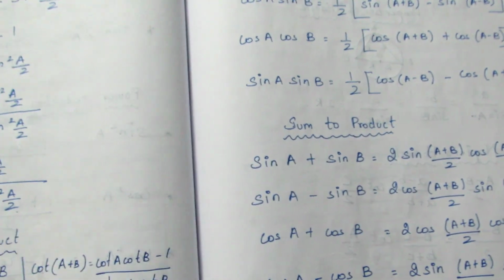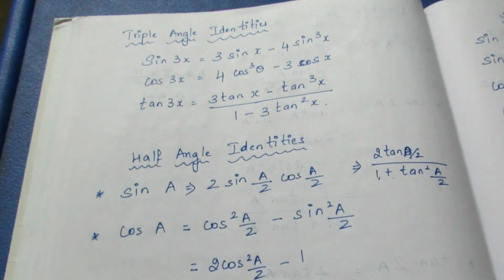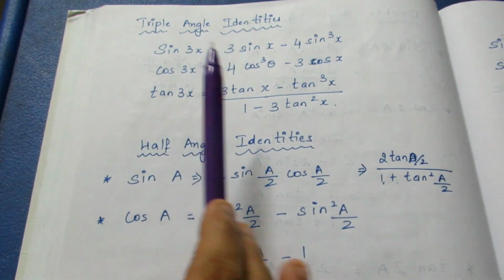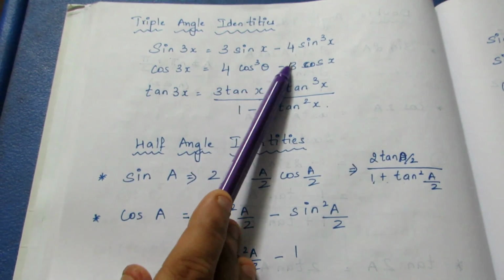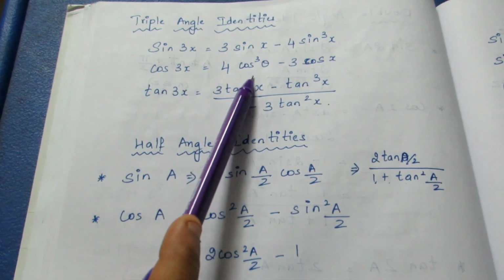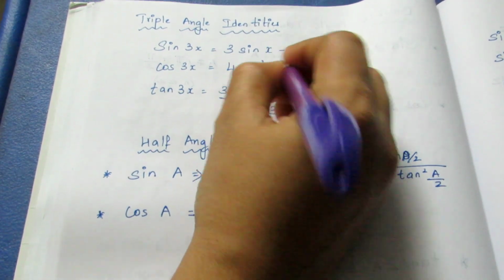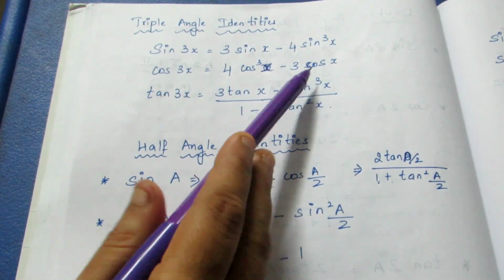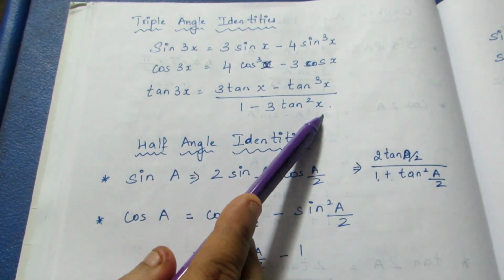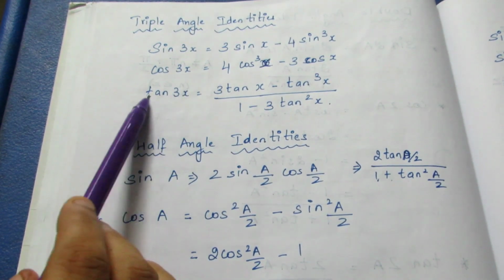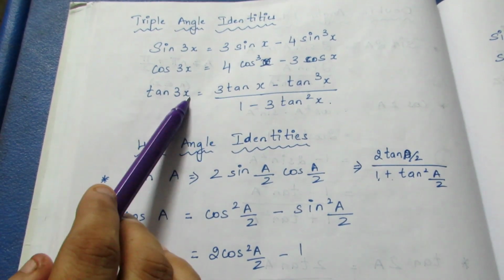Next we will move on to triple angle identities. Triple angle identities deal with 3x. Sin 3x is equal to 3 sin x minus 4 sin cube x. Cos 3x is equal to 4 cos cube x minus 3 cos x. Tan 3x is equal to 3 tan x minus tan cube x by 1 minus 3 tan square x. Where are all the formulas necessary? If it's 3x, we need to use this formula. If it's 2x, we need to use the double angle formula.